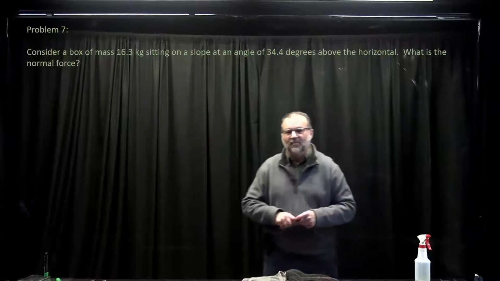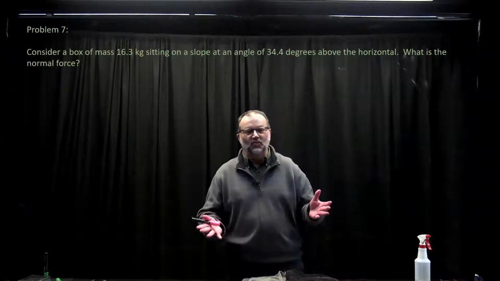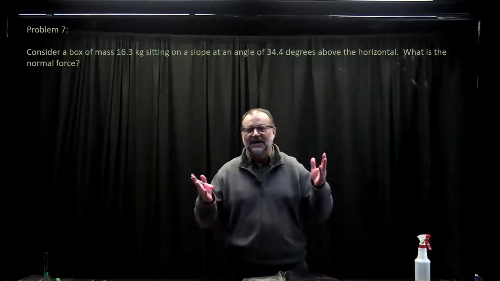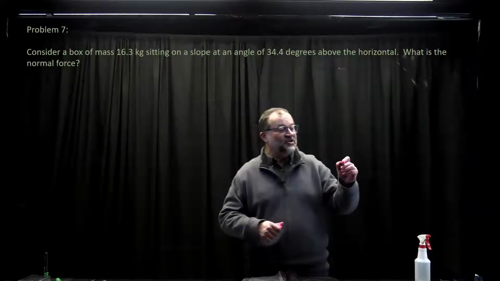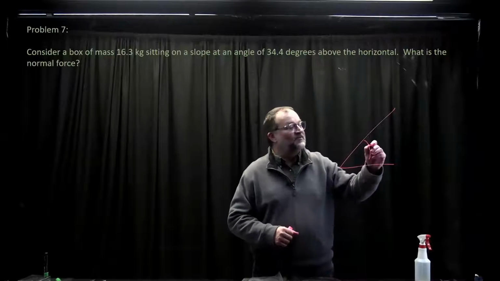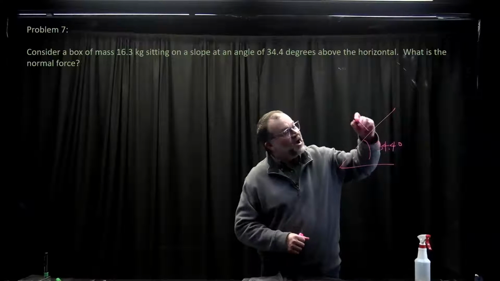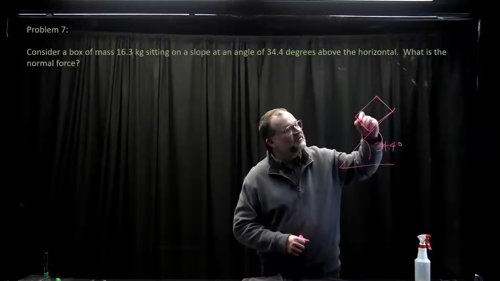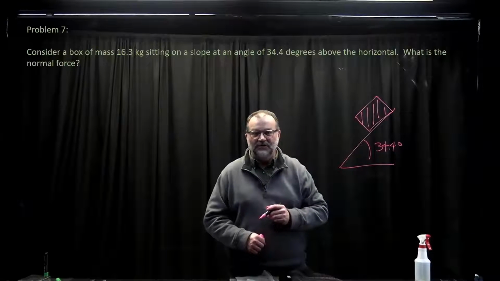In this problem, we have a box with a mass of 16.3 kilograms sitting on a slope that's at 34.4 degrees above the horizontal. And the question is, what's the normal force? All right, so what do we have? We have a slope. It's at 34.4 degrees, and the box is sitting on the slope. And the question is, what's the normal force?